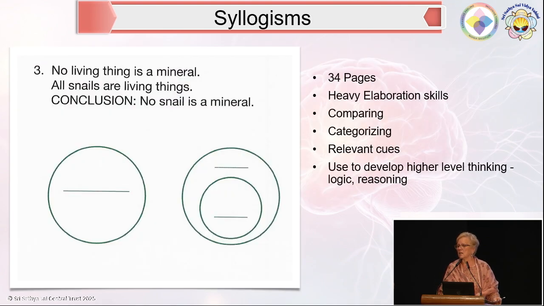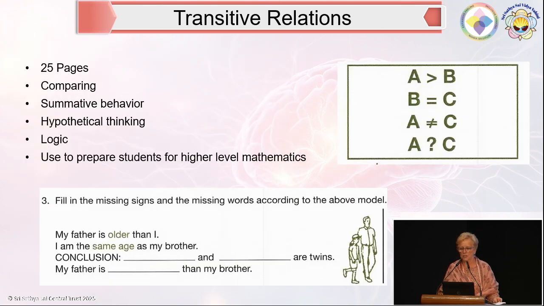Syllogisms, set logic, which was brilliantly executed by Reuven. I went, whoa, this is how you do this? I used to think, oh, I can't do that. I won't be able to do that. And then you work through his program. The first page of every one of his programs starts out ridiculously simple, so everybody can do it. And then the third or fourth page, the challenge starts picking up, but you've built your strategies. A program called Transitive Relations also helps with higher level math.